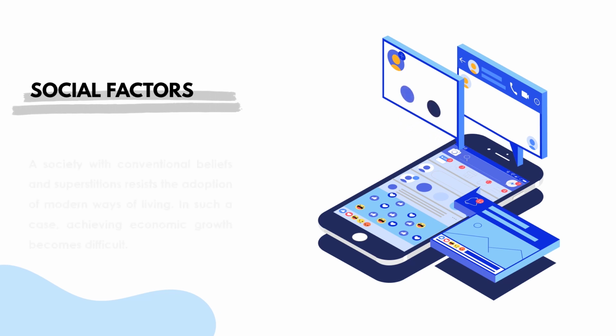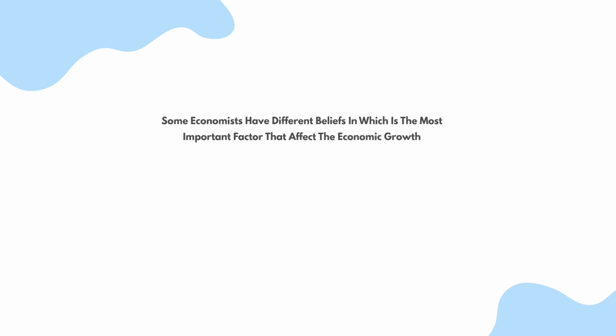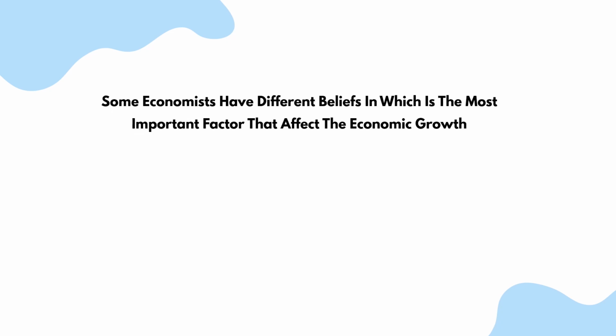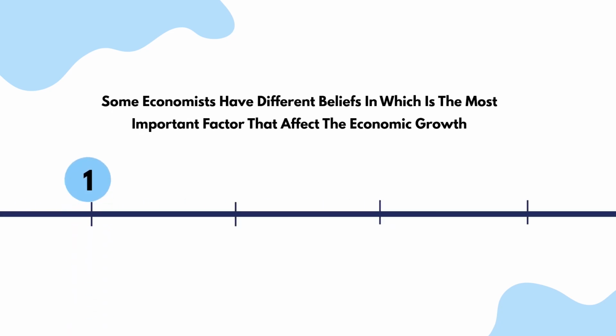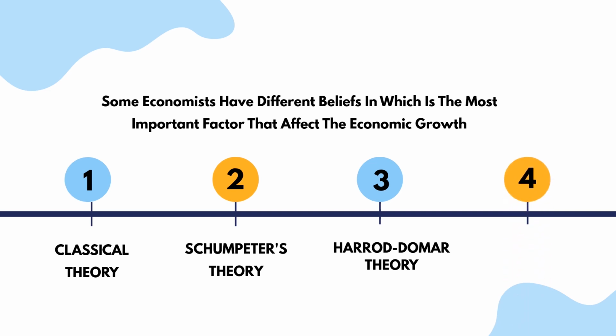Social factors. A society with conventional beliefs and superstitions resists the adoption of modern ways of living. In such a case, achieving economic growth becomes difficult. Some economists have different beliefs on which is the most important factor that affects economic growth. 1. Classical theory. 2. Schumpeter's theory. 3. Harrod-Domar theory. 4. Neoclassical theory. Classical theory.